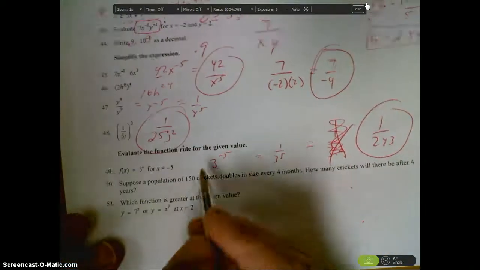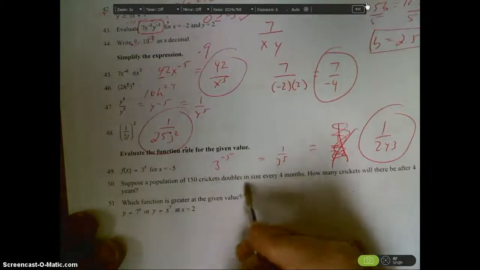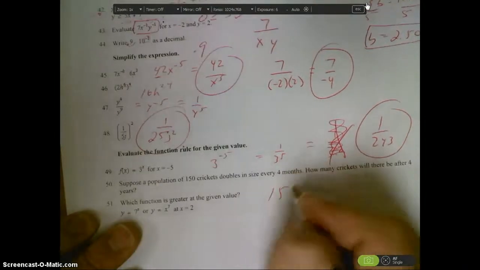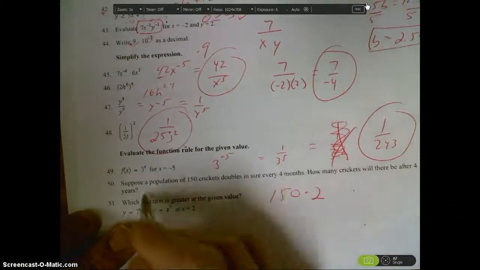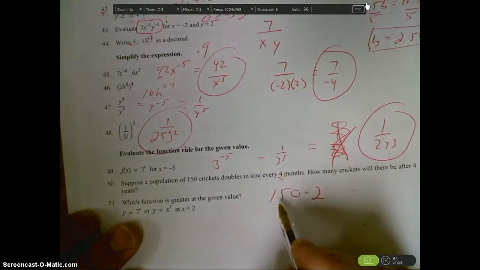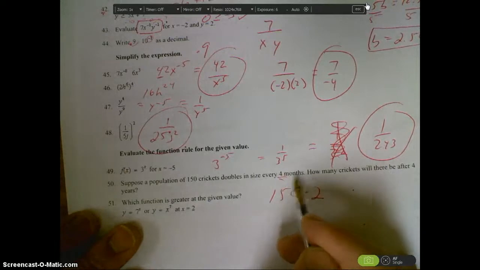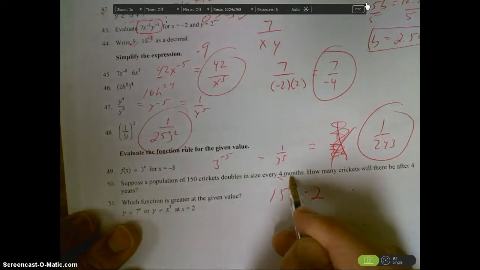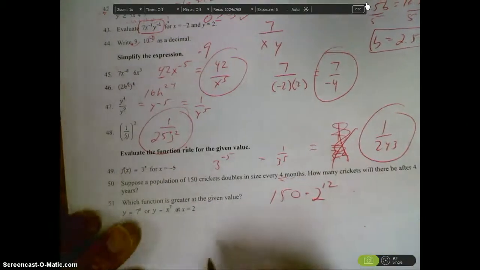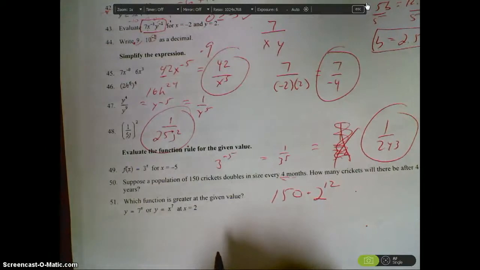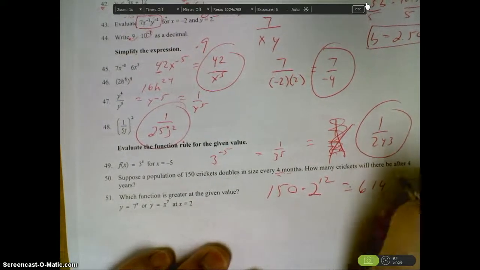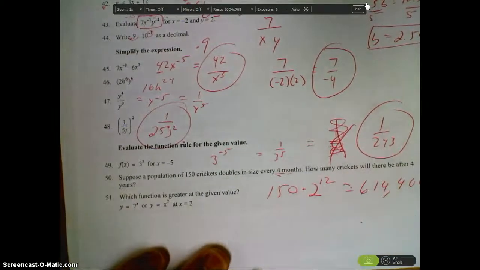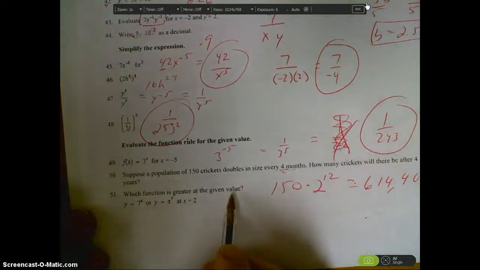All right, 50. Suppose the population of 150 crickets doubles in size every 4 months. So I have an initial value of 150. It doubles every 4 months. How many crickets will it be after 4 years? Well, how many 4-month cycles are there in a year? There are 3 4-month cycles, so 3 of these happen every year. For 4 years, that's to the 12th power. So you can just type that into your calculator, 150 times 2 to the 12th, and that is 614,400.